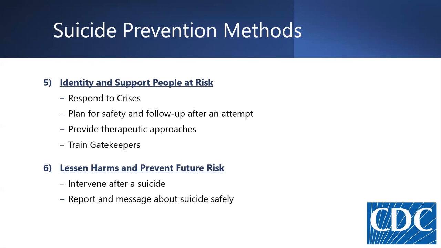Suicide prevention gatekeepers are people who are likely to observe changes in mood and behavior in others and can link those at risk for suicide to help. Then the final method is to lessen harms and prevent future risk by intervening after a suicide, also known as postvention, and reporting and communicating the news about the suicide safely.